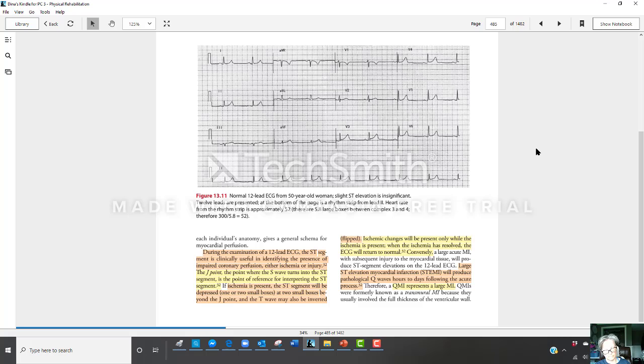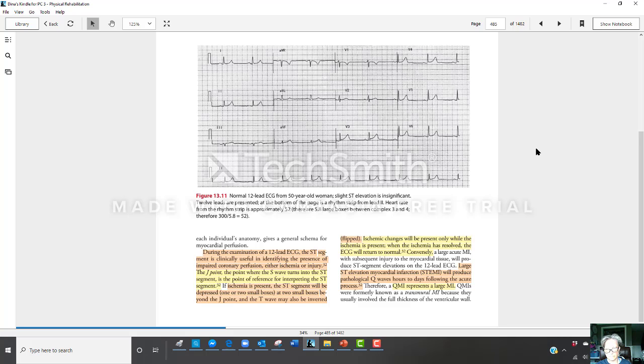If ischemia is present, the ST segment will be depressed 1 or 2 small boxes beyond the J point, and the T wave may also be inverted, or flipped. Ischemic changes will be present only while the ischemia is present. When the ischemia has resolved, the ECG will return to normal.